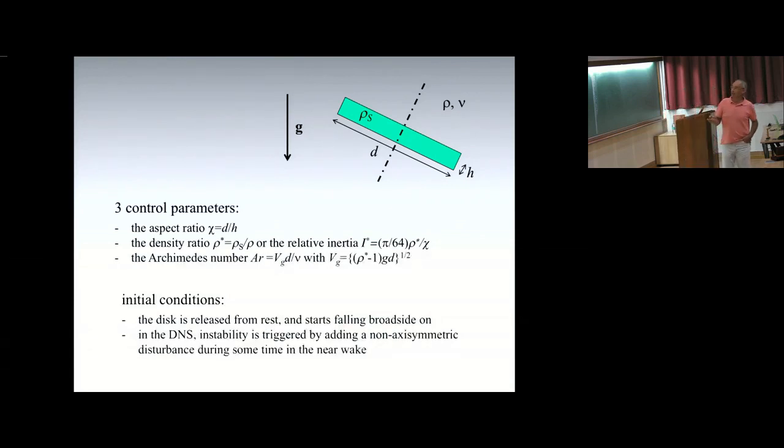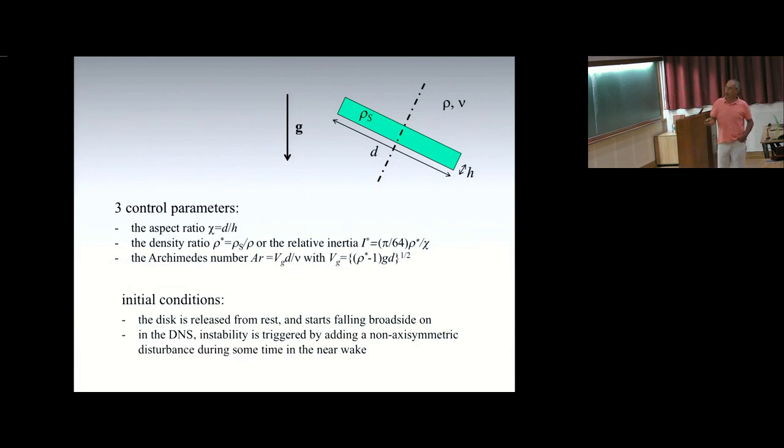g. Okay, with this, you can build 3 dimensionless parameters. One is the aspect ratio chi. The second one is the density ratio or the relative inertia I mentioned previously, I star, and I will use this one actually, but you can think about it as a measure of the density ratio. So the larger I star, the heavier the disk, basically. And the third one is what is usually called the Archimedes number, which actually is a Reynolds number based on a gravitational velocity scale, okay?